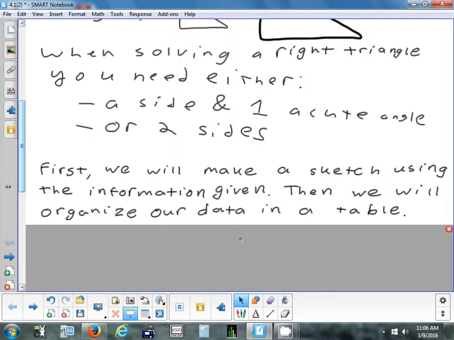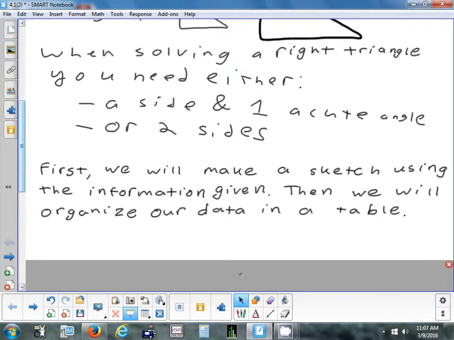Right, so for these problems, what we usually want to do is make a sketch, especially if it's a word problem. We want to make a diagram, and somewhere in that diagram is going to be a right triangle. After we make a diagram, then we're going to organize all our information in a table. The table is just so we can figure out what we already know and what we need to find.